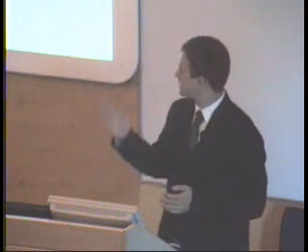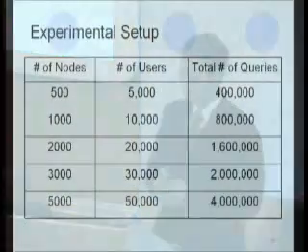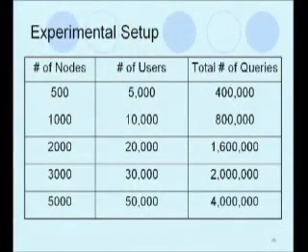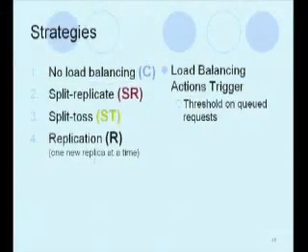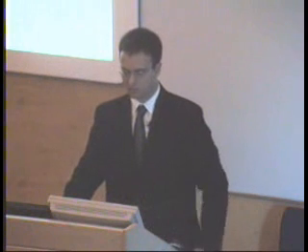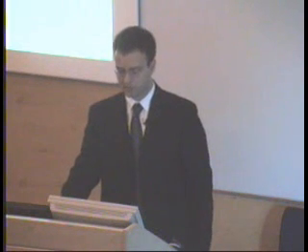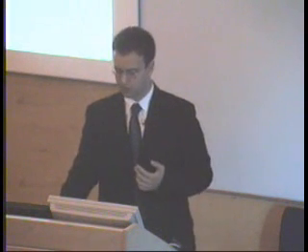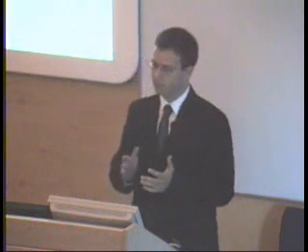So users in the experiment submit XPath queries, and we had about 10 users per node. And I tested 4 different strategies: one with no load balancing of the requests, one using split replicate, split toss, and replication, which created 1 replica at a time when there was an overload. And the load balancing action was triggered basically using a threshold on the queued catalog requests in the system.